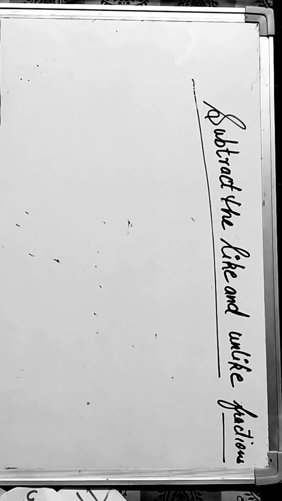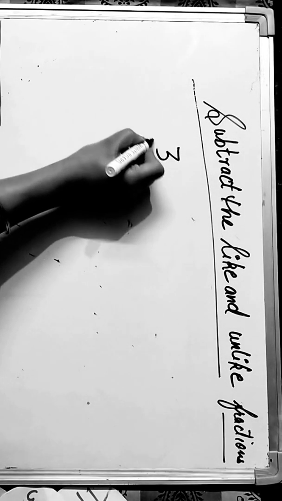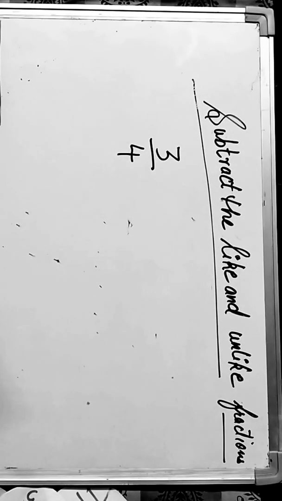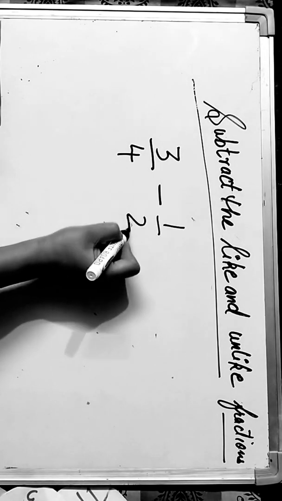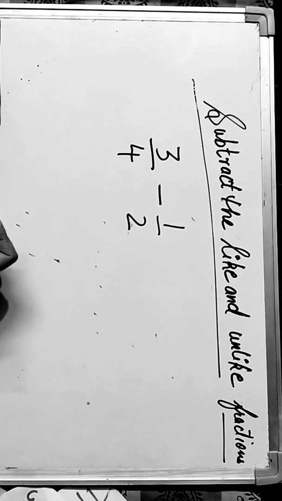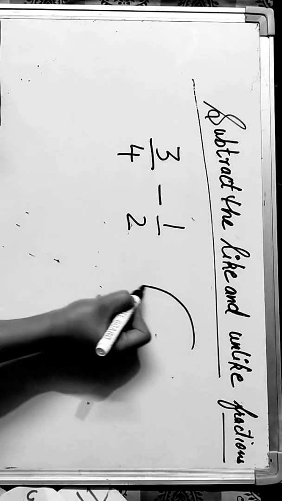Okay, now next is, if we have unlike fractions and we have to subtract them. So let us suppose I have 3/4 and I have to subtract half. Mentally you can solve it very easily. Okay, so I have 3/4 now.